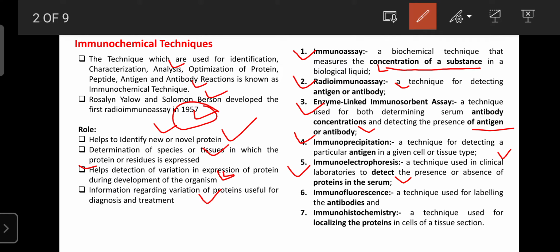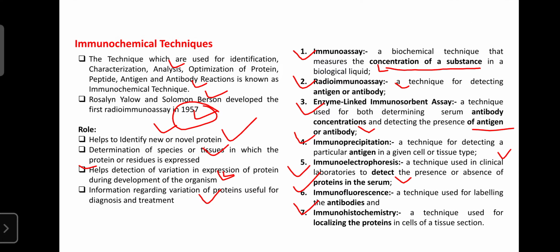immunohistochemistry. That is also helpful to find the reason for the disease, the reason for the death of that organ, by studying the changes of the proteins in the cells and tissues. Okay, so that study is known as immunohistochemistry. So these are the main 7 types of immunochemical techniques commonly used for the diagnosis of various endocrine diseases as well as infectious diseases.